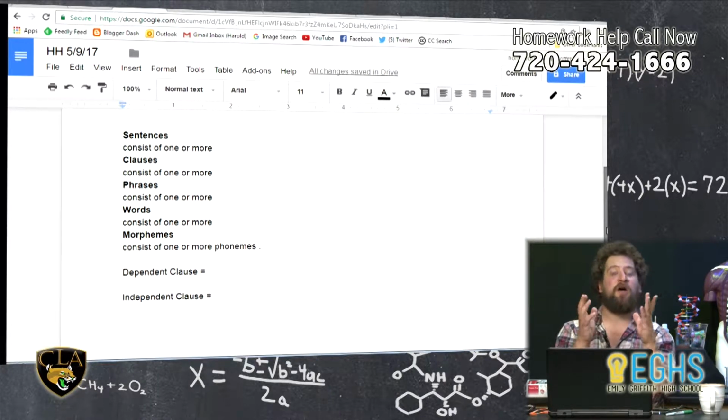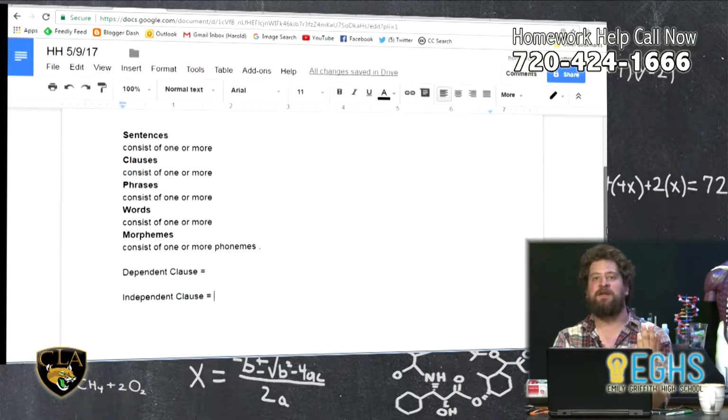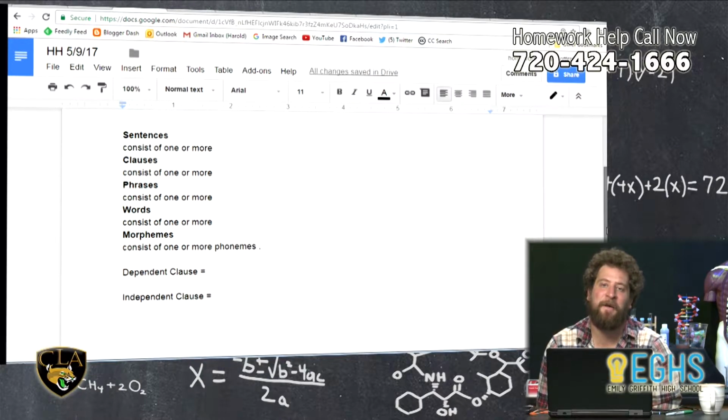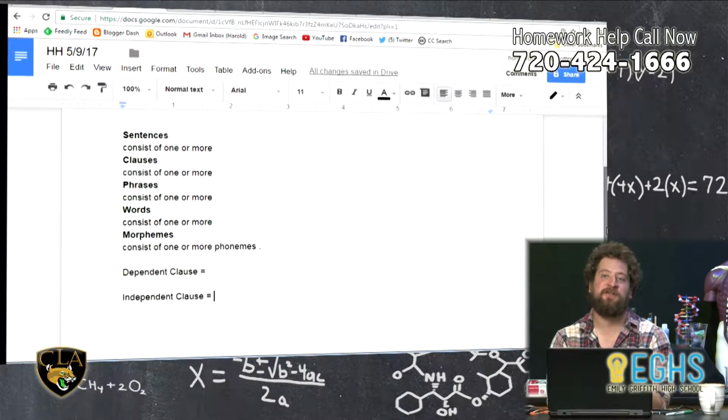Again, a clause can be a sentence, but also you can have multiple clauses in a sentence. So the words dependent and independent give us a pretty clear hint as to how dependent and independent clauses function. An independent clause is a complete sentence, a single piece of a sentence that can function on its own. It can stand on its own as a sentence. Whereas a dependent clause is a part of a sentence that cannot stand on its own.